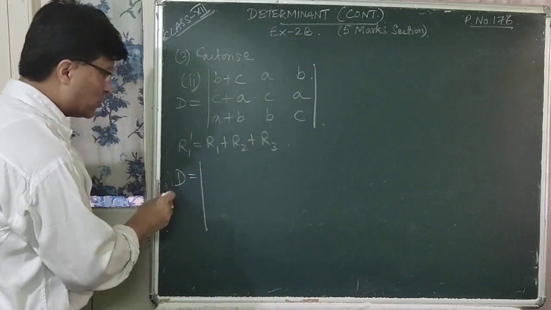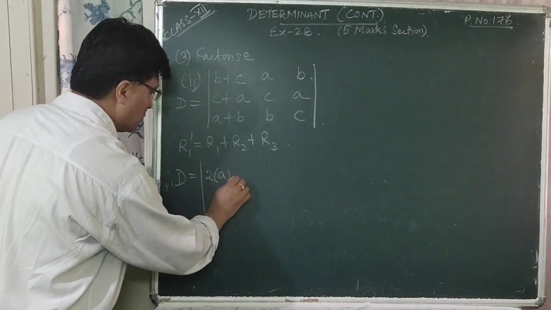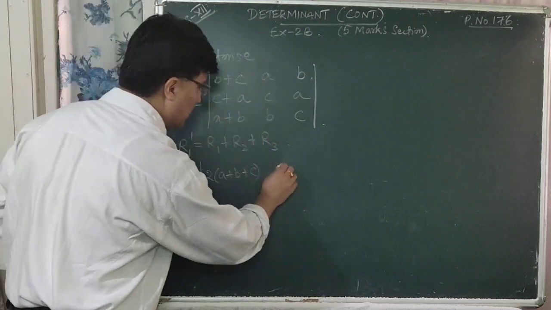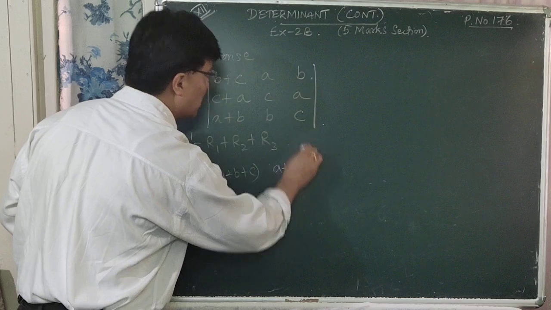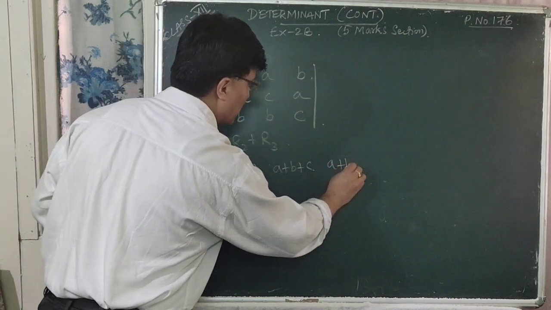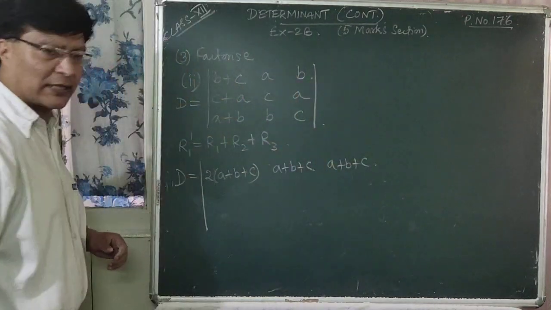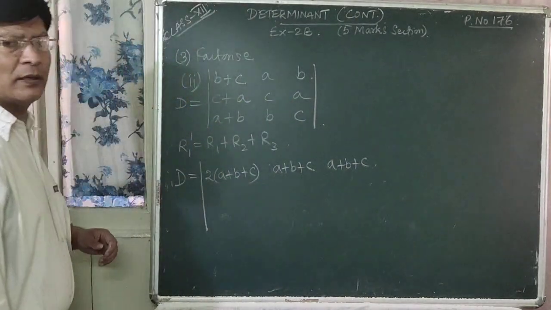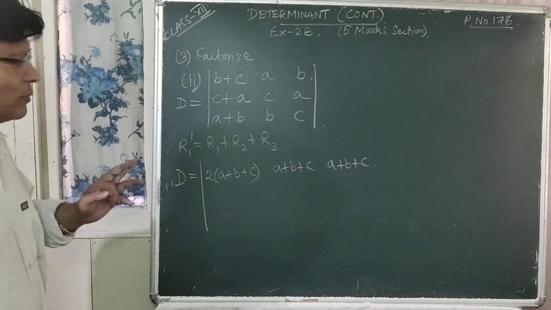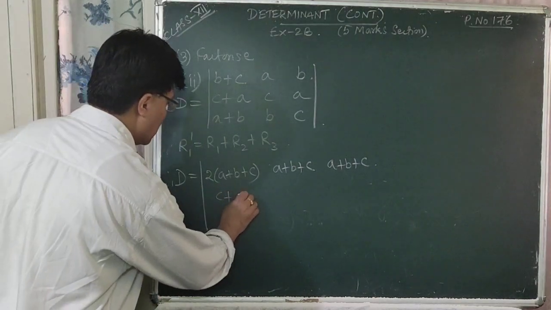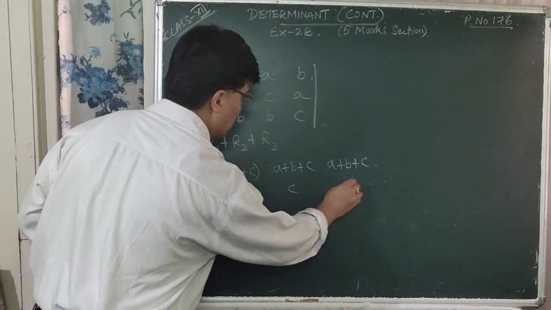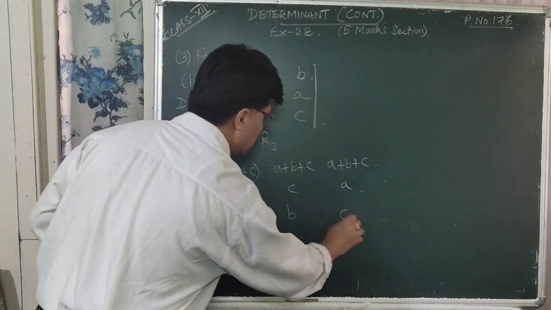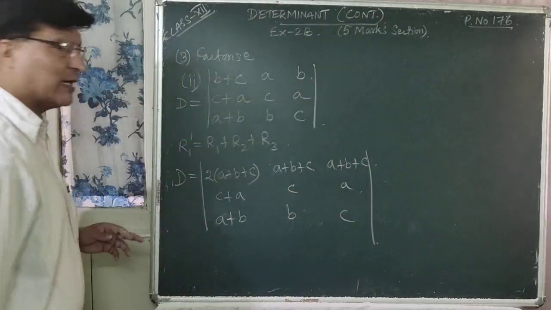That means again 2 is taken common here. So 2 into A plus B plus C, right? Then comes A plus B plus C again here. A plus B plus C. Here is also A plus B plus C. Is it clear now? Now second row, third row remains same. That is C plus A, C, A, and what is the third row? A plus B, B, C. Is that clear to all of you?